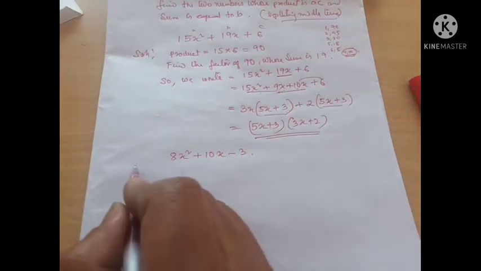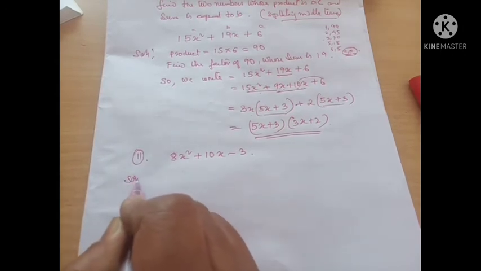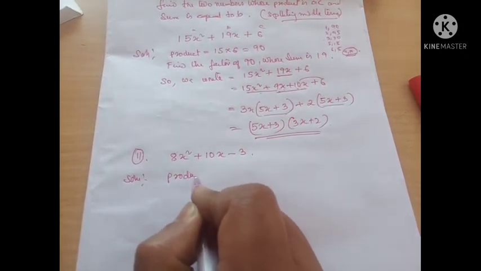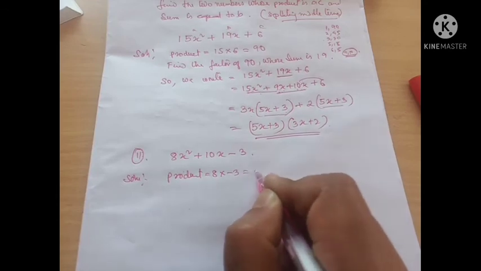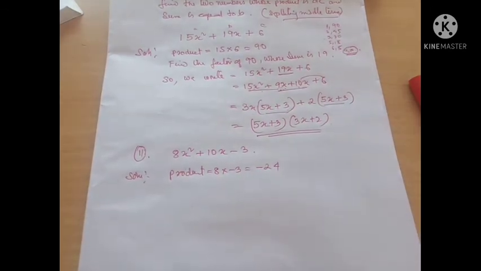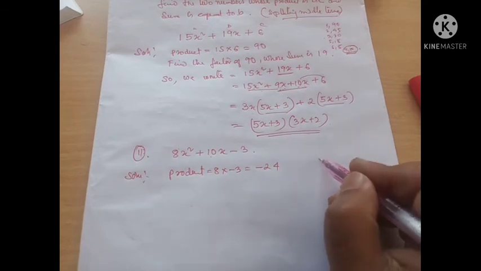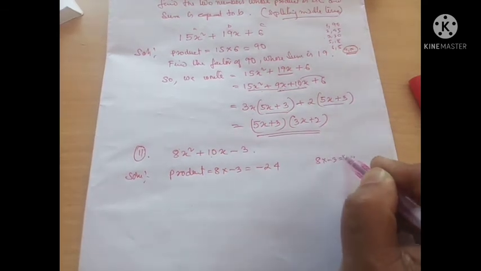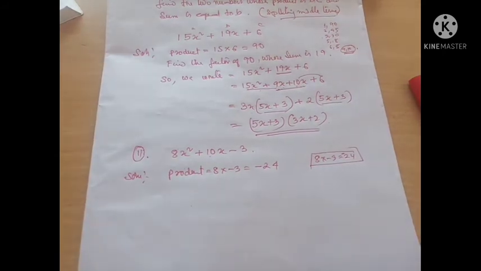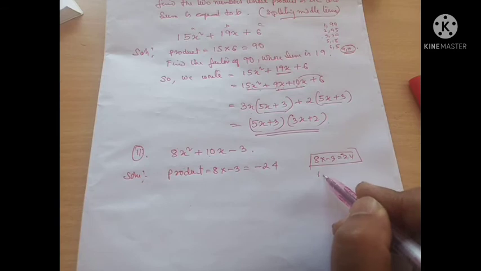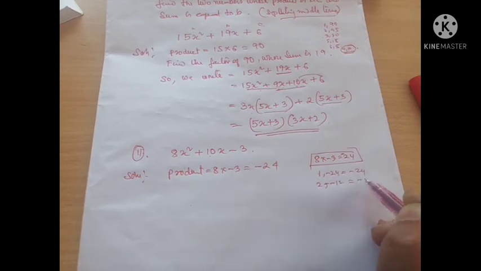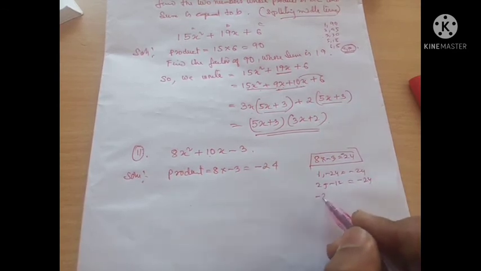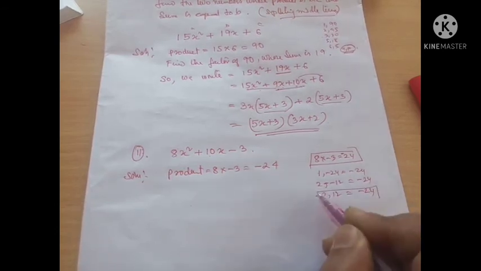Now, what is the factor, what is the product? In the solution, we have the product: 8 into minus 3, that is minus 24. So we are going to find the factors which will give 10. We got minus 24 here. So we have to find: 1 and minus 24, we get minus 24. 2 and minus 12, we get minus 24, but we are not getting 10. And minus 2 and 12, we get minus 24 here. We can split in this way.